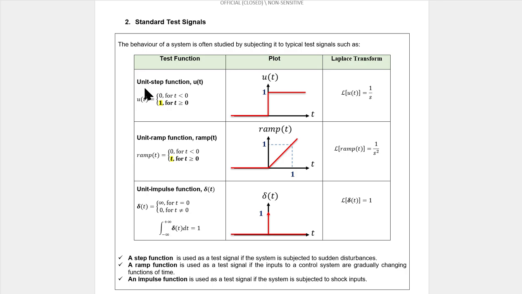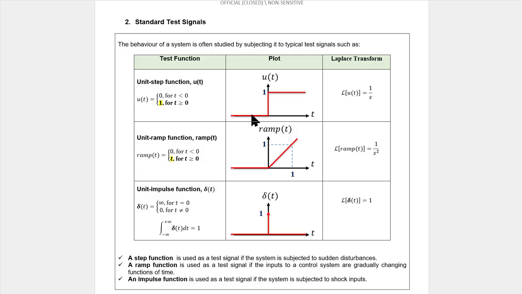In this video, we are going to study about standard test signals. The behavior of any control system can be studied by subjecting the system to typical test signals. These are the examples of typical test signals. Let's look at them one by one. First is unit step function.